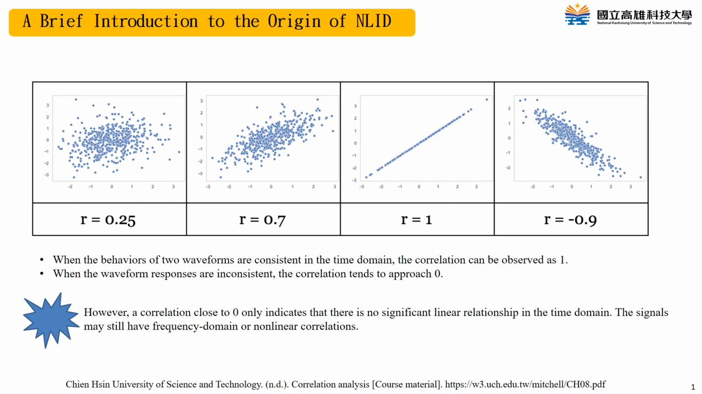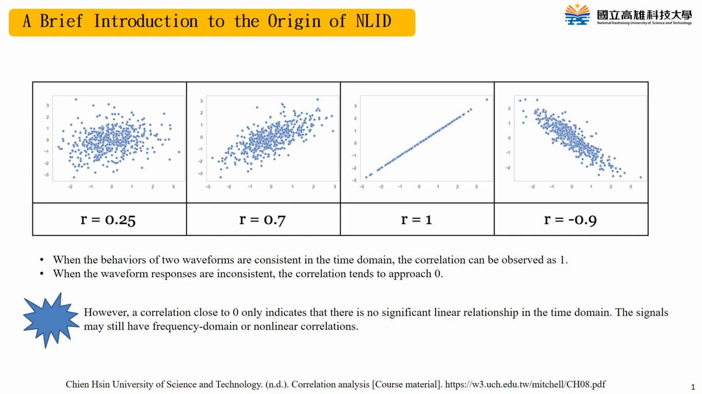From left to right, the values of R are 0.25, 0.7, 1, and -0.9. When two waveforms behave similarly in the time domain, the correlation coefficient becomes higher. For instance, when two signals are perfectly matched, the correlation can reach 1. On the other hand, when their responses are less consistent, the correlation tends to be closer to 0. But we should be careful here.